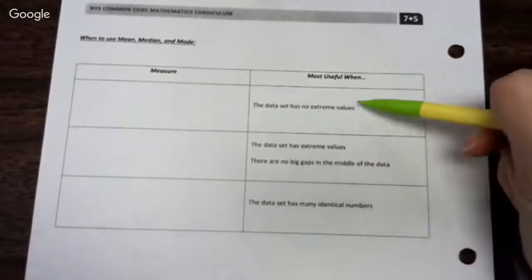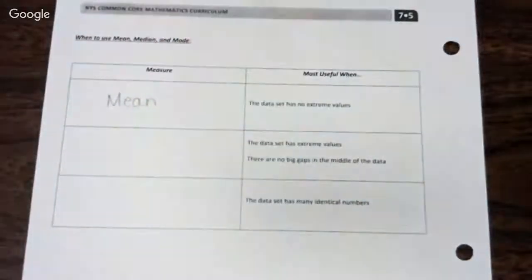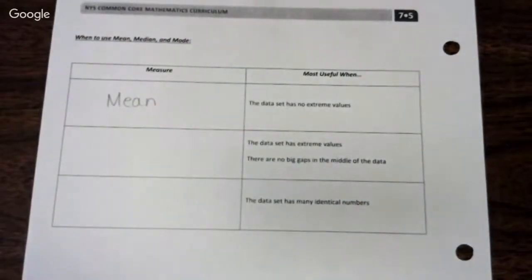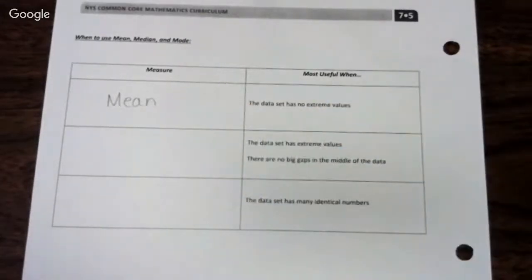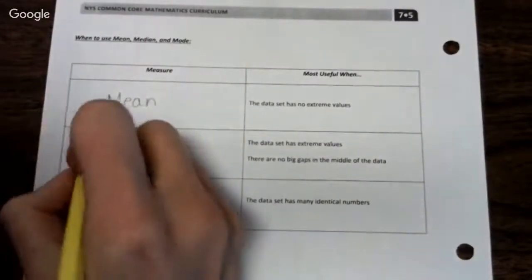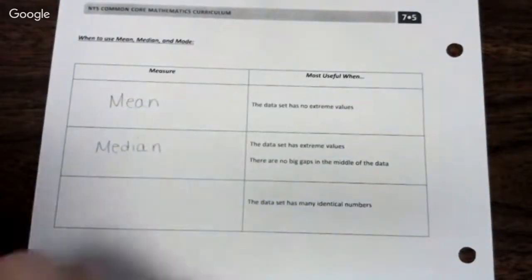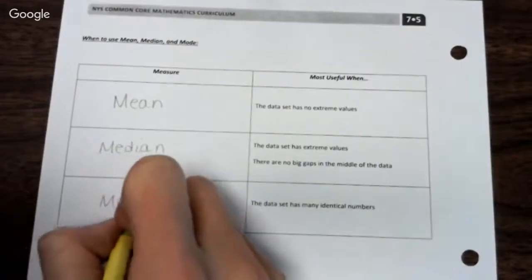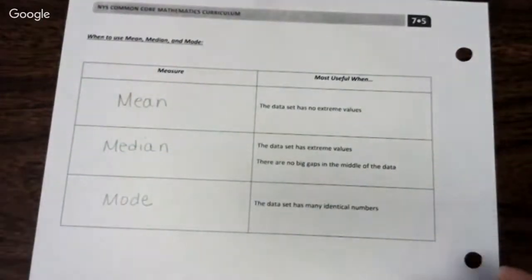So when would we use mean, median, or mode to represent our data? Well, if the data has no extreme values, then mean would be the best, finding the average. If a lot of the data points are all around the same spot, that would be no extreme values. That's when you would use mean. If the data set has extreme values, and there are no big gaps in the middle of the data, the median would be the best way to represent your data. And if it has a lot of identical numbers, that's when you would want to use mode, because mode is the number that is included most often.